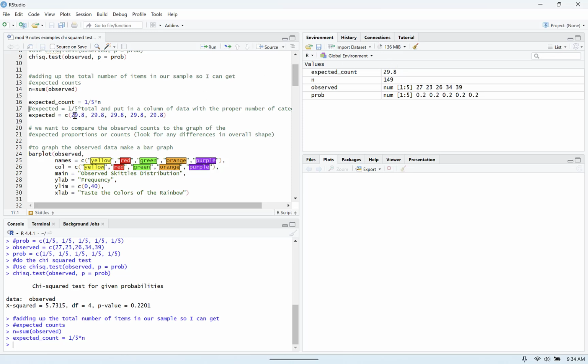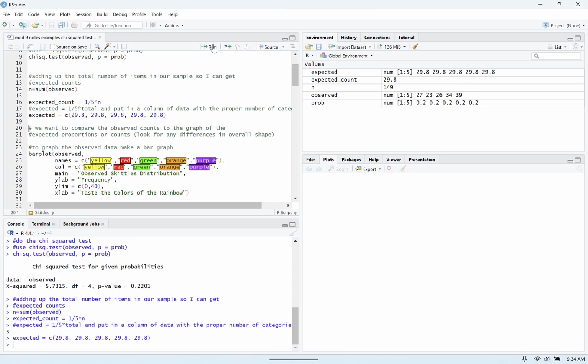And so I'm now going to make a vector of my expected counts. You do not have to do this. I did it so that I could get a bar graph of the expected counts. So my expected count vector is a column of data with 29.8 for each of the 5 colors. And I'm just identifying that vector over here in the environment.